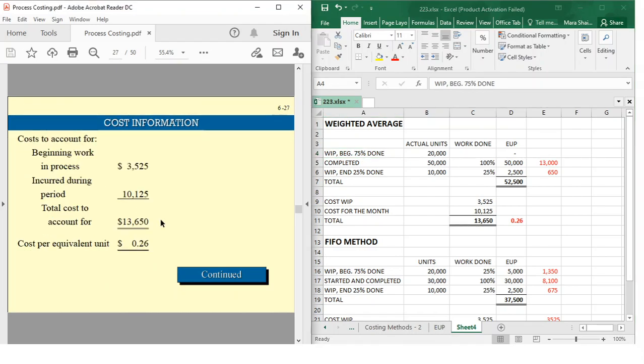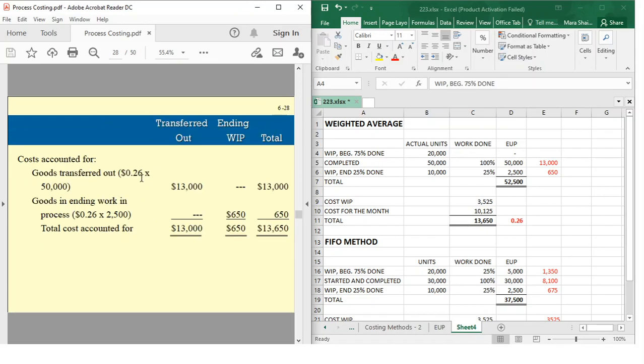Now, next is the cost information. Again, there is the cost to account for: your beginning work in process and the cost incurred for the month, giving you the total cost to account for. Your computation of the unit cost or cost per equivalent unit should also be shown. And then it should also show your costs accounted for, which are the cost of goods transferred out and the cost of goods in work in process.